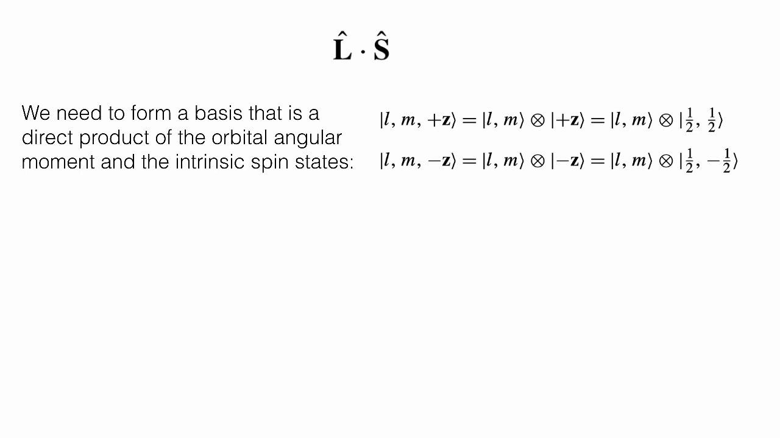So we are going to suppose that we have a general eigenstate of the angular momentum, Lm plus z or Lm minus z, which is a direct product between an eigenstate of L and an eigenstate of S. That can be written just as written in the slide there. So Lm for the L operator, and 1/2, 1/2 or 1/2, minus 1/2, which are both eigenstates of the S operator, depending on the projection, plus 1/2 or minus 1/2.